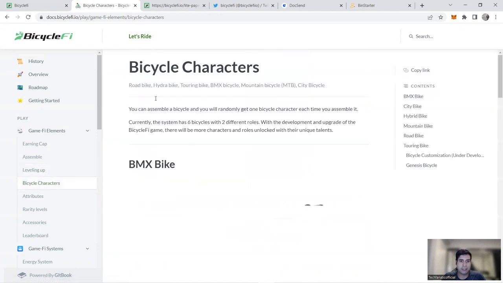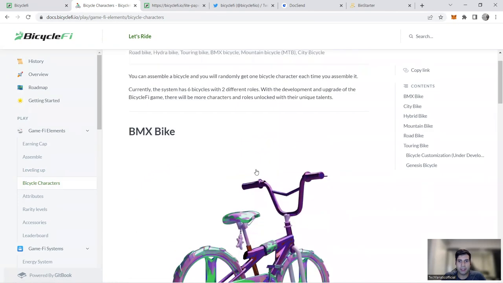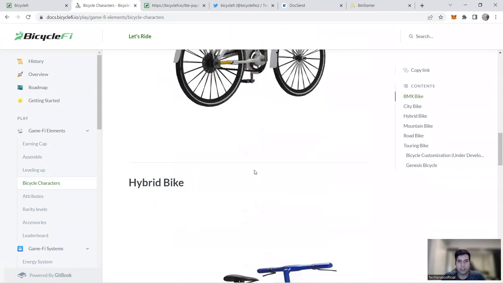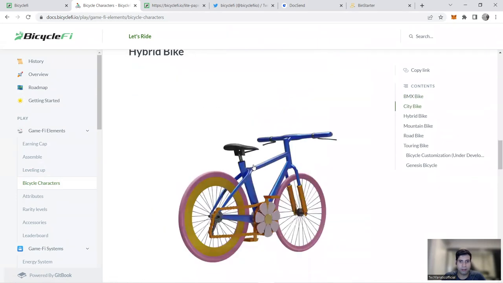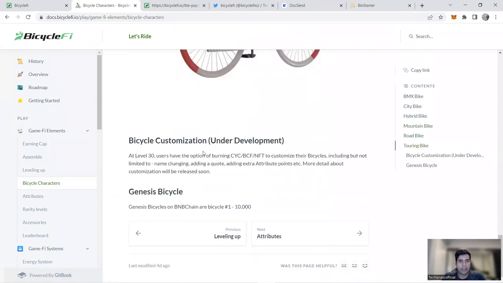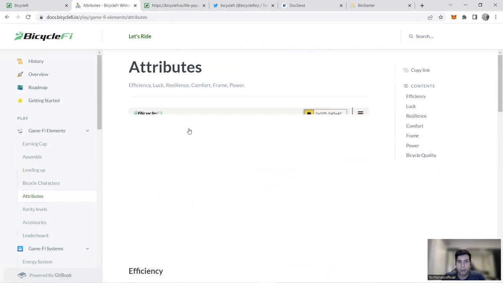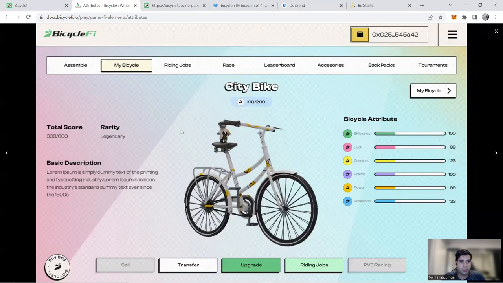They have different bicycle characteristics. For example, the BMX bike has its own capability. City bike is suited more for city environment. They have hybrid bike, mountain bike, road bike, and you can customize them as well. There will be initially 10,000 Genesis bicycles on the Binance chain. And in terms of attributes, as you can see, they give you the description of what attributes the bicycle is going to have.